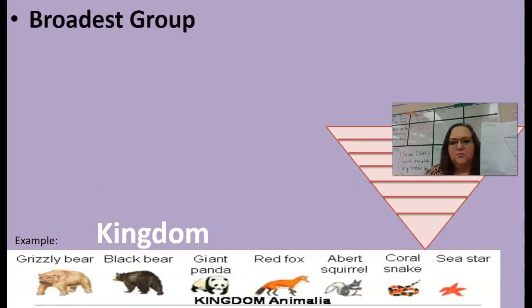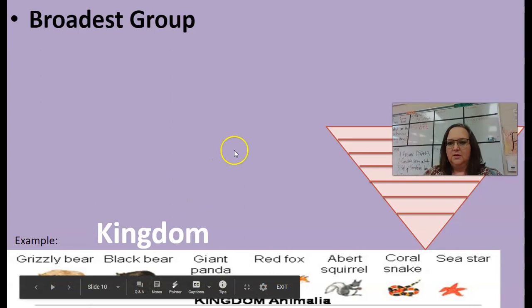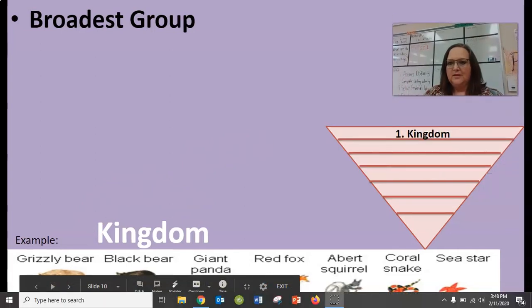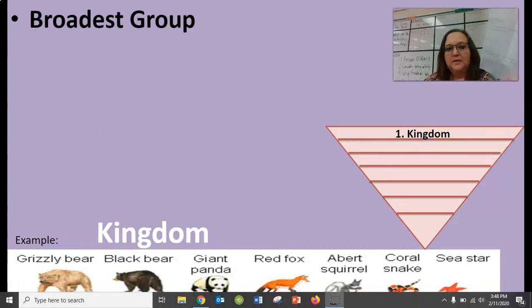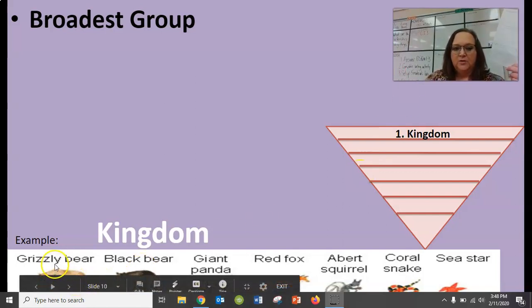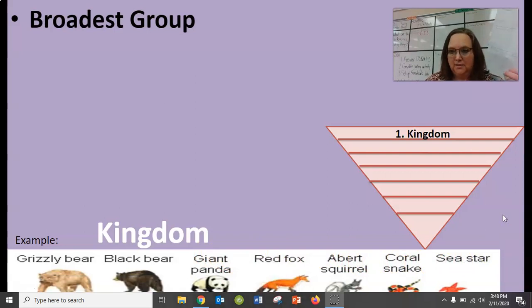Okay, you need to write that the kingdom is the broadest group. That means it's the biggest, the widest. So most of the organisms, and we'll talk about the different kingdoms later on in the week, but the broadest group would be kingdom. So everything that fit into that group would be in the kingdom. For example, down here at the bottom, you've got grizzly bear, black bear, giant panda, red fox, squirrel, coral snake, and sea star. All of those are animals. All of those are in the animal kingdom.